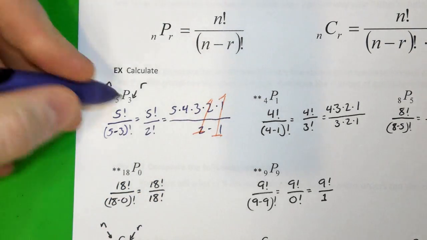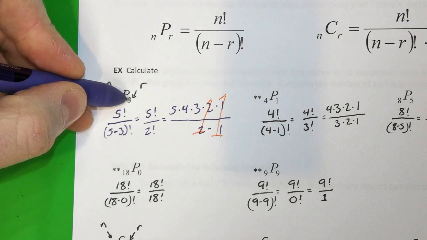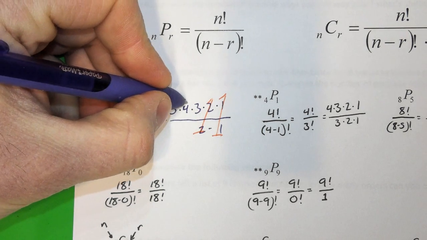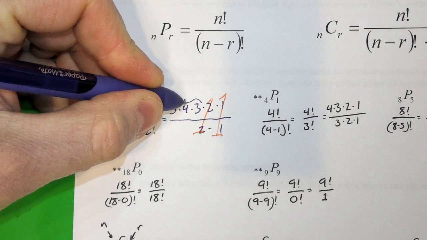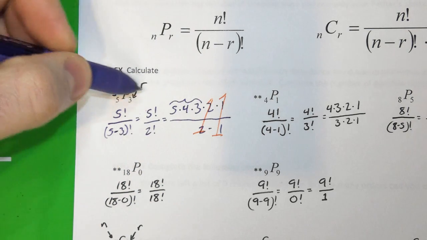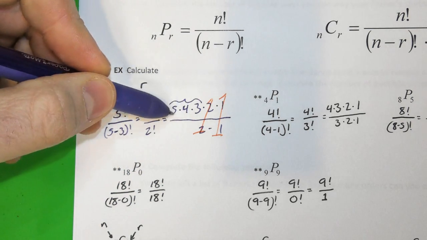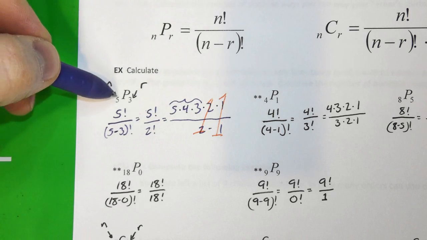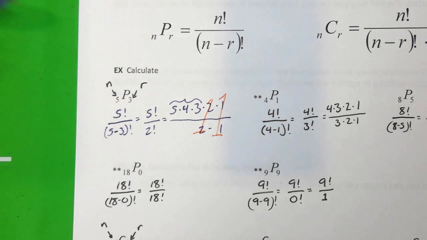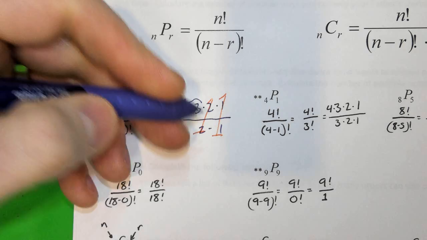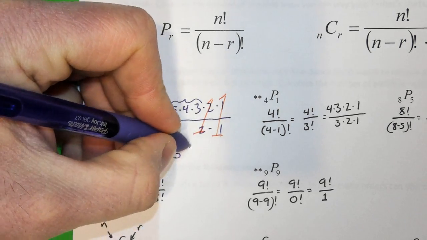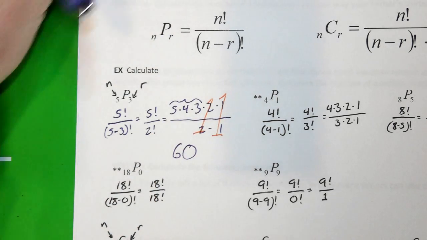That means that when you're calculating 5P3, all you're really doing is calculating 5 times 4 times 3. Notice that we started with the 5 and we used 3 digits in a row. That's what these 2 guys are going to correspond to. The value of this, 5 times 4 times 3, is going to be 60. Let's take a look at another one.